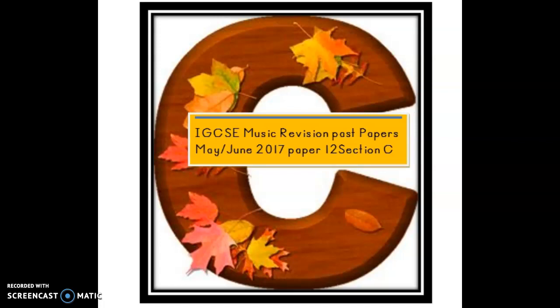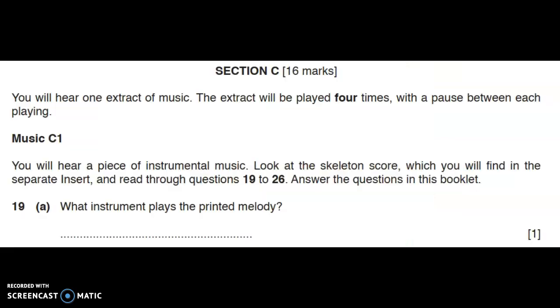In this video, I'm going to discuss Section C, May/June 2017, Paper 12. Now, this is the section where your theoretical knowledge is going to be tested. So, intervals, scales, keys, related keys, modulations. This is a very important question and section because it is out of a possible 16 marks. So, you need to know your work here.